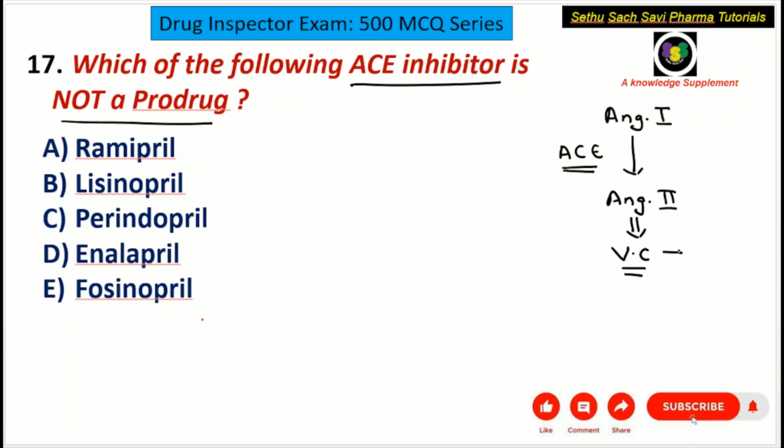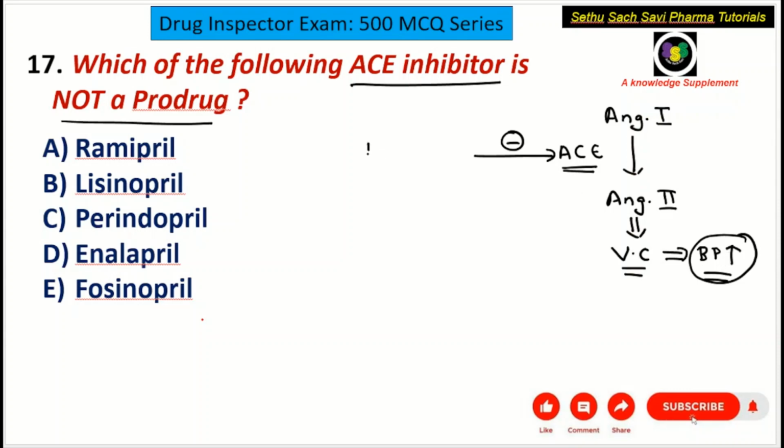If the blood vessel is constricted, what happens to the BP? The BP will increase. So angiotensin 2 is a potent vasoconstrictor and it will increase the blood pressure. Now if you wanted to decrease the BP, you need to reduce this angiotensin 2. For that you can inhibit this enzyme. If you inhibit this angiotensin converting enzyme, angiotensin 2 production will become less and BP will come down.